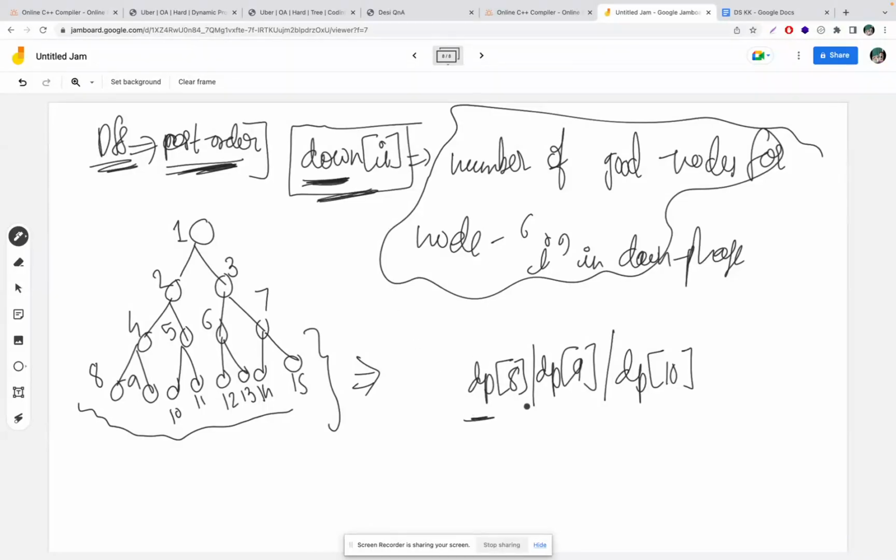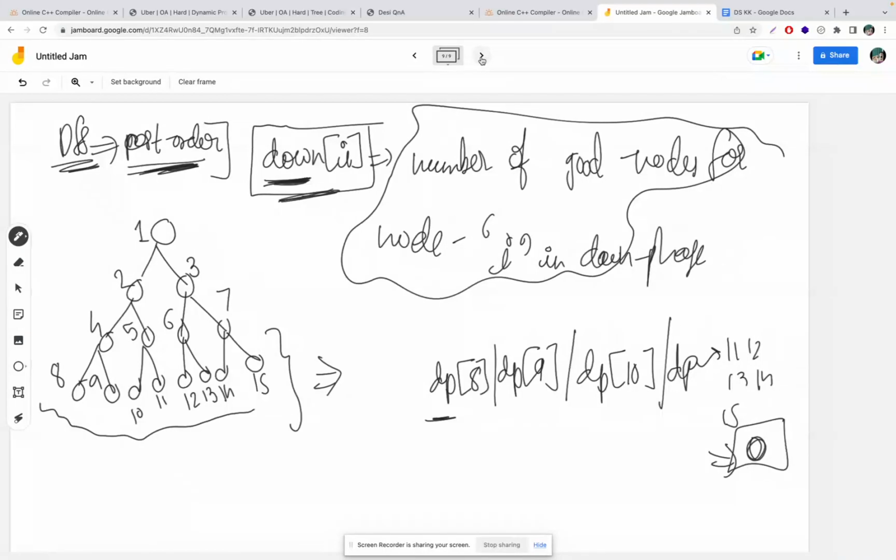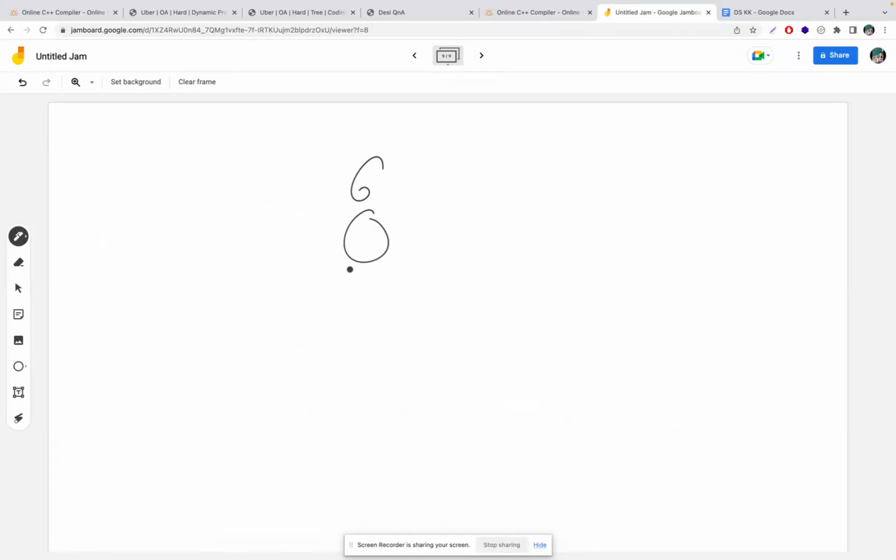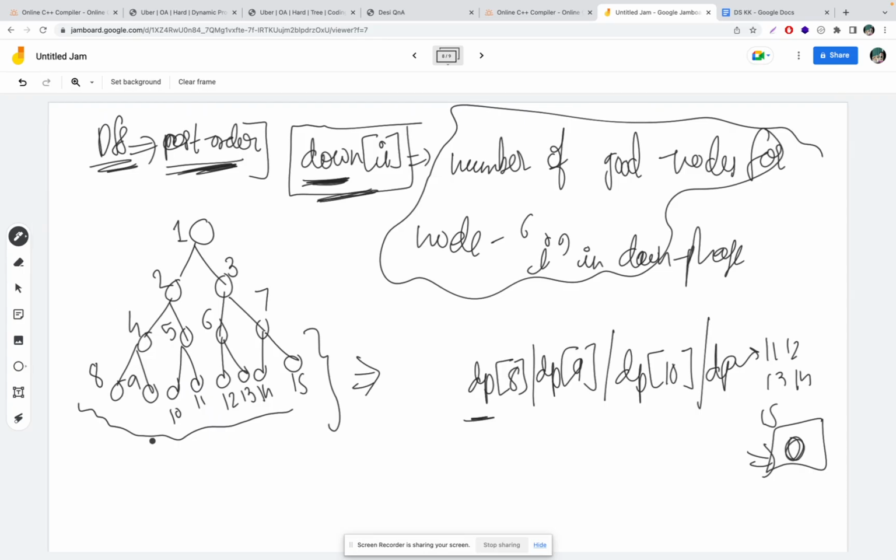So dp of 8, dp of 9, dp of 10, let me write it as dp for now. Dp of all the numbers like dp of 11, 12, 13, 14, 15, all this is 0. Now say if I want to calculate the dp of 6. So 6 is looking like this. This is 6, here there is 12, here there is 13. You can check it in the previous diagram.